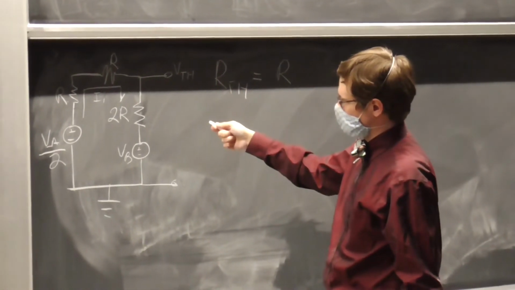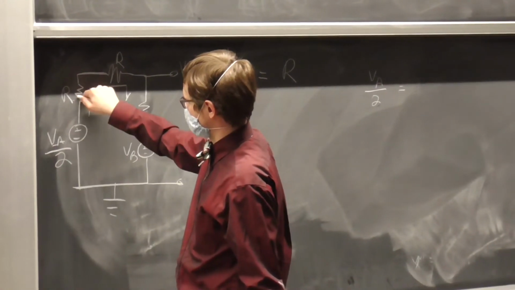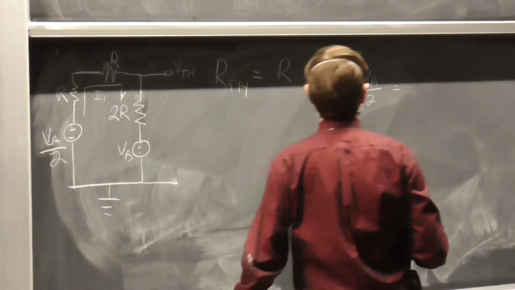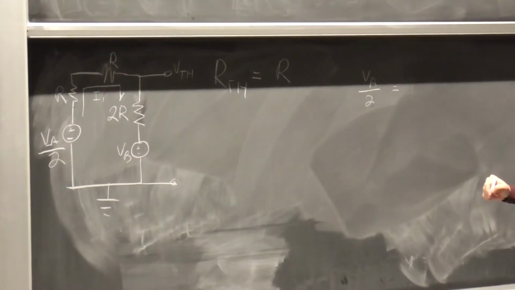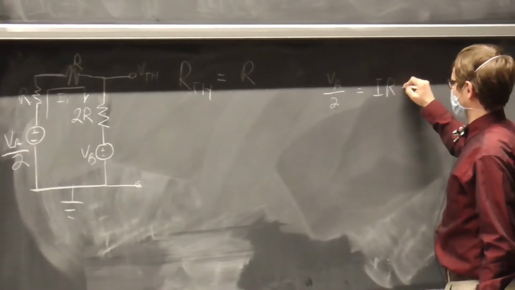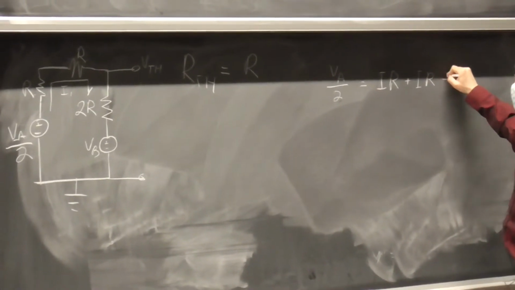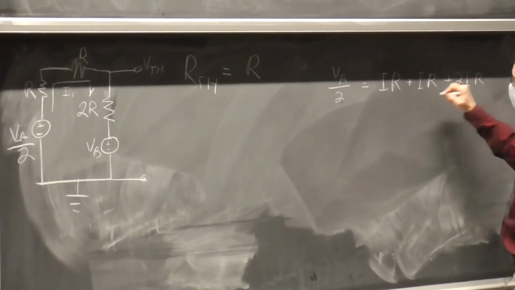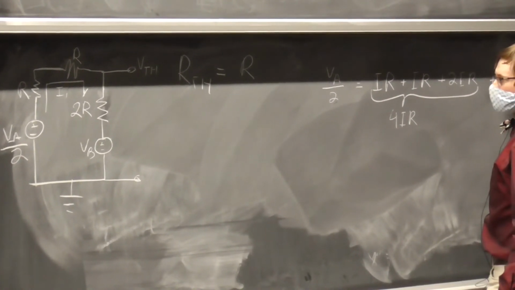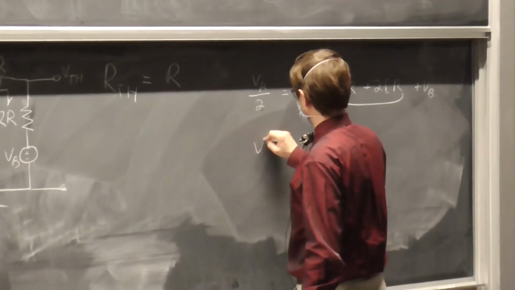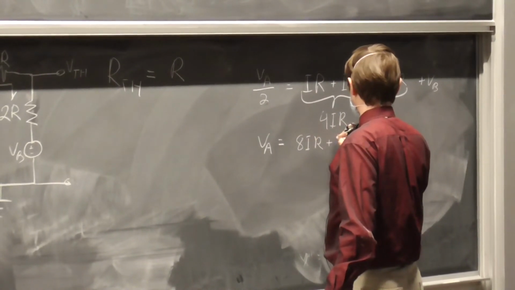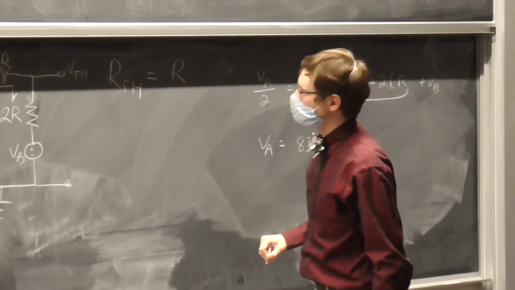Kirchhoff's voltage law, all of the voltage. So this is a plus voltage, that's a minus, that's a minus, that's a minus. Does this count it, do I count that as a minus? Yeah, that's a minus as well. So VA is equal to IR plus 2IR, which of course collected up is 4IR plus VB. So VA is equal to 8IR plus 2VB. Okay, good.